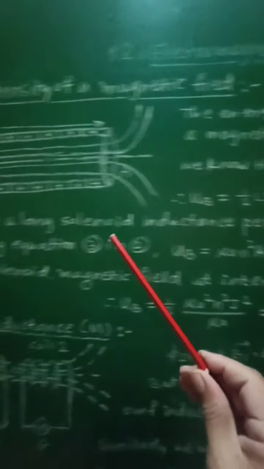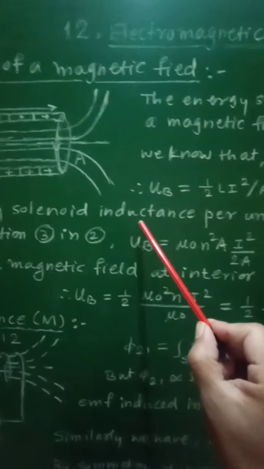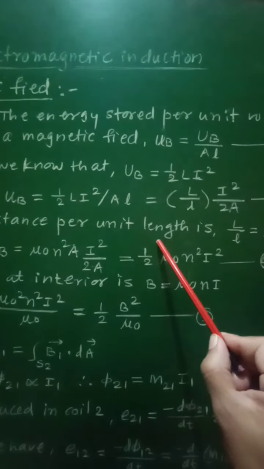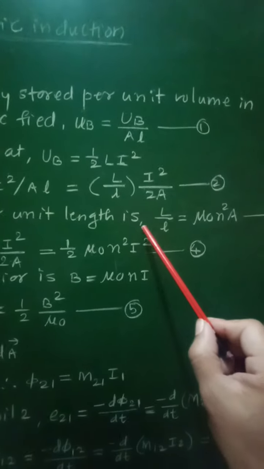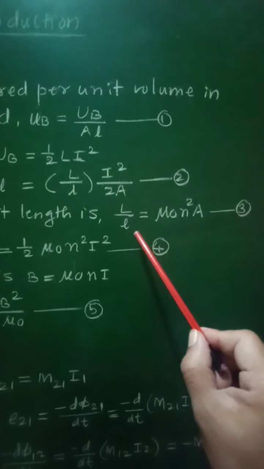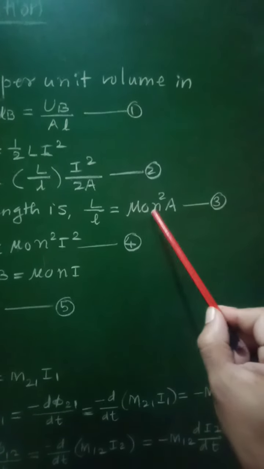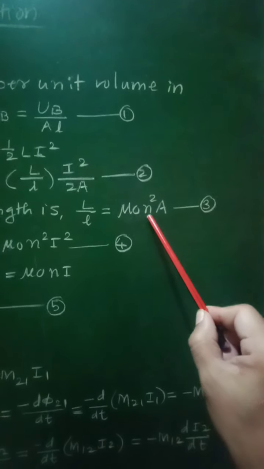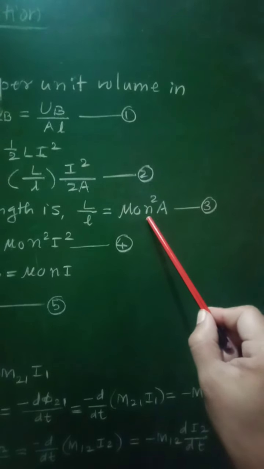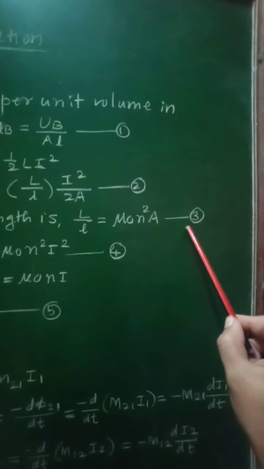And then for a long solenoid, we know the inductance per unit length is given as this expression, which we have already obtained, that is inductance per unit length L by l will be equal to mu 0 n square A. This n will represent number of turns per unit length of the solenoid. Let it be equation number 3.